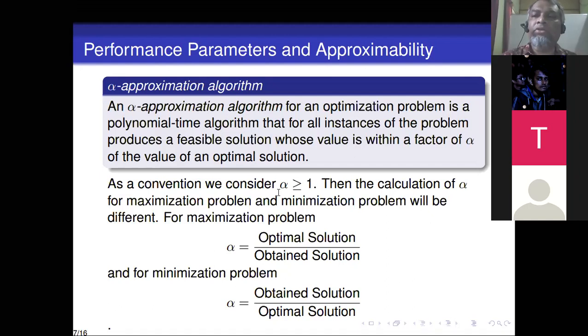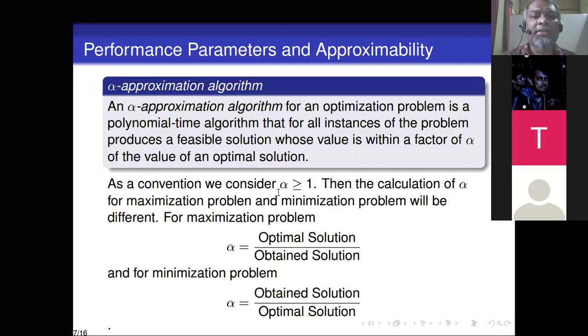So the algorithm we have studied for the vertex cover problem is a 2 approximation algorithm. Is it clear? The algorithm we have studied for the vertex cover problem is a two approximation algorithm. So is it clear to all? Yes, sir. Okay.